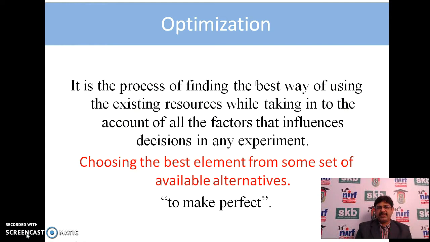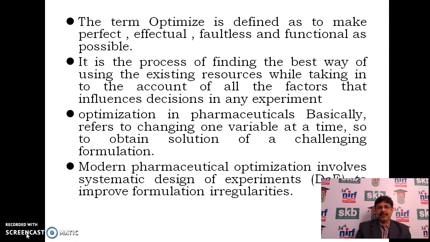So basically optimization is a process of finding the best way of using the existing resources while taking into account all the factors that influence a decision in any experiment. So in a nutshell, it is nothing but choosing the best element from some set of available alternatives. And I say that it is a basic process to make anything perfect. The term optimize is defined as to make as perfect, effectual, faultless and functional as possible. It is a process of finding the best way of using the existing resources while taking into account all the factors that influence the decision in any experiment.